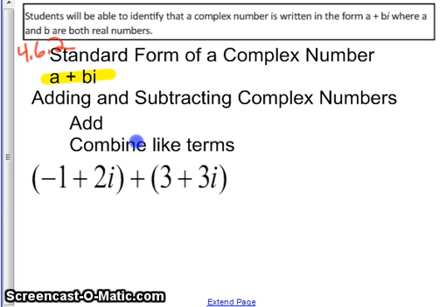For addition, this is super easy. All you have to do is combine like terms. So -1 plus 3 is 2. 2i plus 3i is 5i. So that's it. We just added two complex numbers. Oh, this is easy. It is.